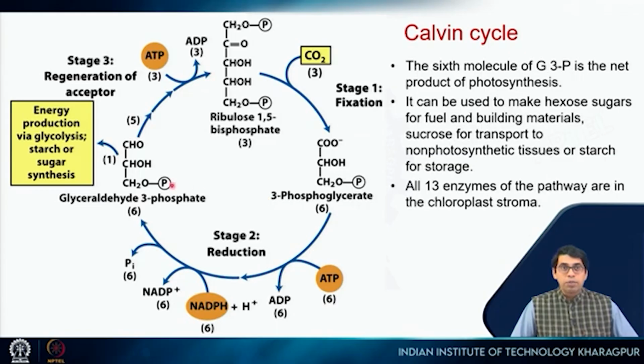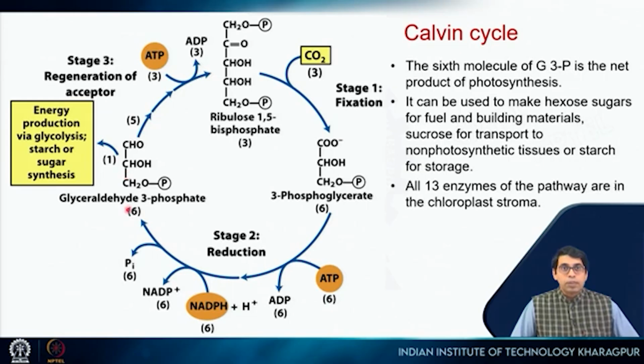So 3-phosphoglycerate becomes glyceraldehyde 3-phosphate. This is also a 3-carbon molecule, and we have 6 molecules of this. Now at this stage, one molecule out of these 6 molecules goes out of this cycle, and this glyceraldehyde 3-phosphate can be used for energy production via glycolysis. We have seen that it is one of the intermediates in glycolysis, or it can be used for production of sugar via gluconeogenesis or starch synthesis, right? The remaining 5 molecules will go back into this cycle.